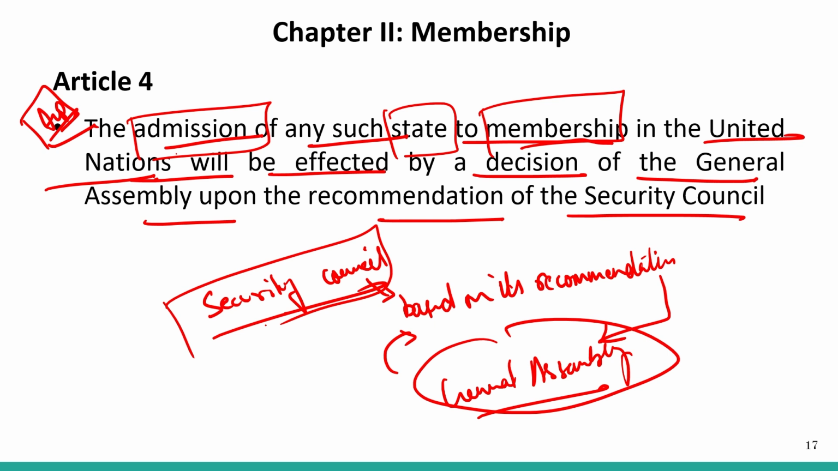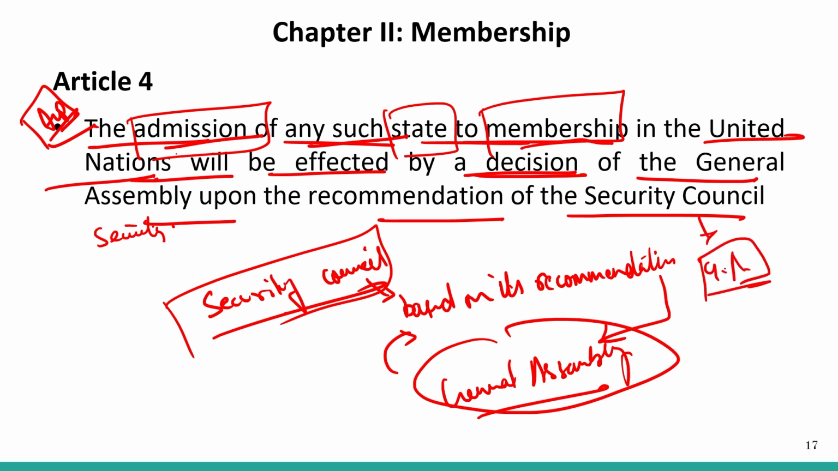So this is a very important point for you to remember, because in the questions that will be put in front of you in the CLAT examination, they will put a paragraph mentioning the whole article as such, the same article, the admission of such a state to membership, or they can change it to admission of a state willing to be a member of the United Nations will be effected by a decision, and they will change the name. Instead of the General Assembly, they will mention Security Council, and instead of the Security Council, they will mention General Assembly.